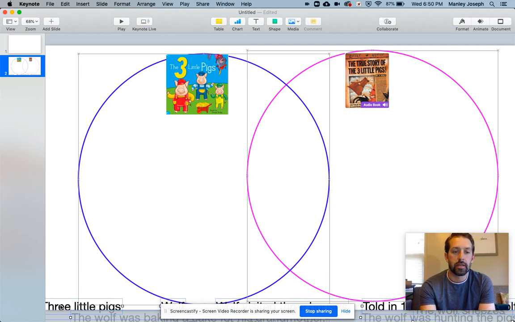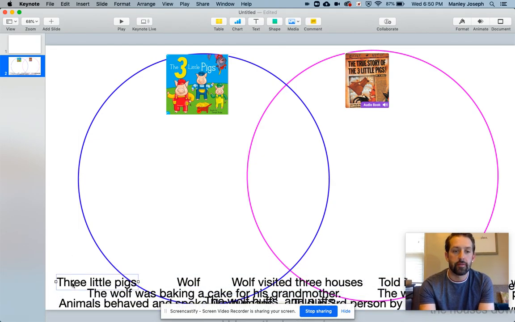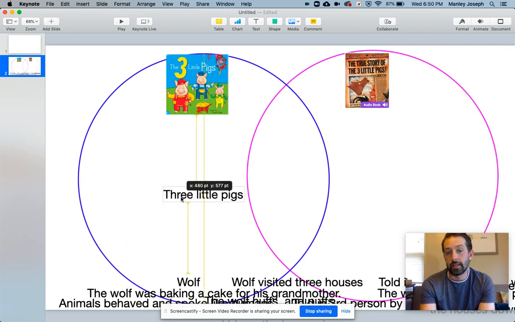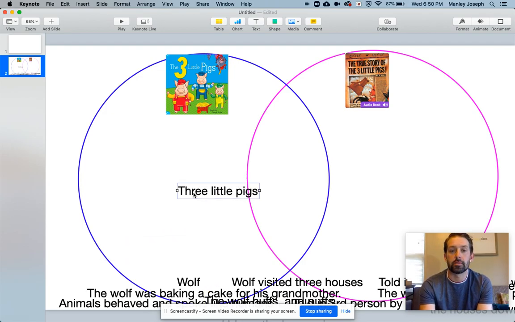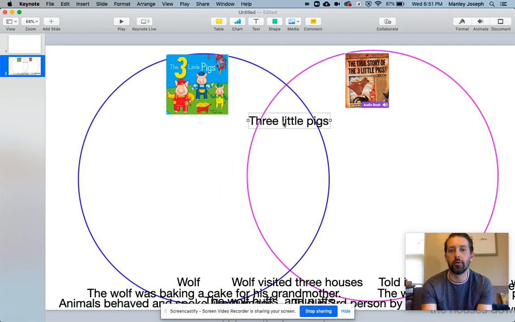I've added a few statements here, and you're going to help me put them into the right place to compare these stories. Notice I didn't write these in full sentences. It's more important to capture the idea and talk about where these belong. So which stories had the Three Little Pigs? Did that belong just to the Three Little Pigs, or the true story of the Three Little Pigs, or were there Three Little Pigs in both?